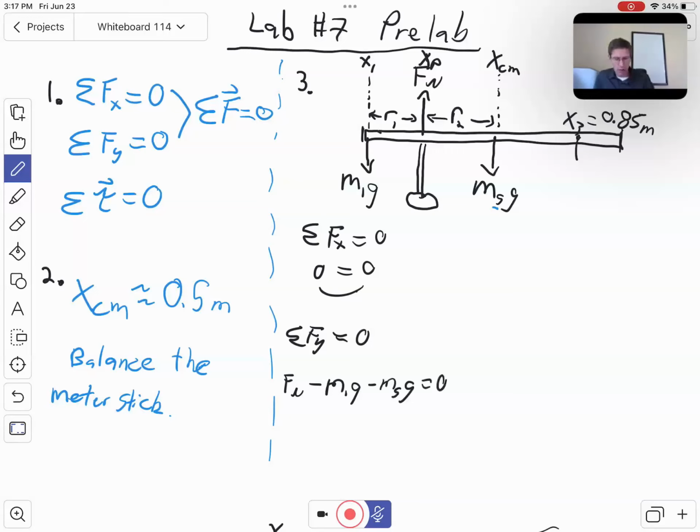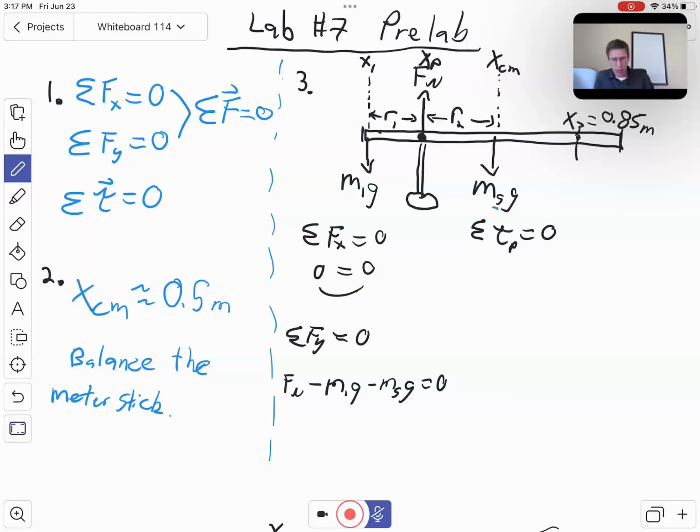So those are some of the forces, and then it asks us to also write out some of the torques. So I'm going to do some of the torques. Now it's really up to us to choose an axis of rotation because the net torque should be 0 about any axis. Since we're in equilibrium, I'm going to choose the pivot as my axis of rotation. So again, this is my axis point.